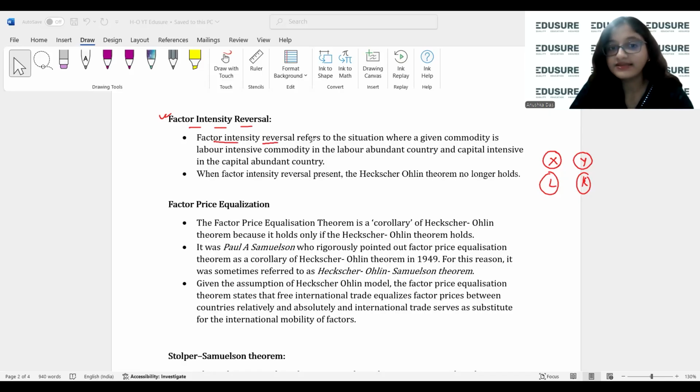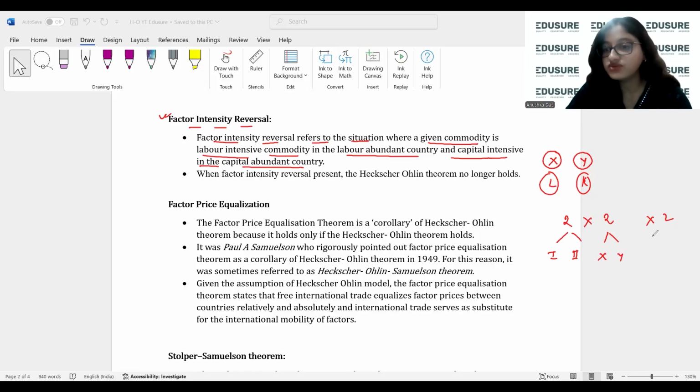Factor intensity reversal refers to the situation where a given commodity is a labor intensive commodity in the labor abundant country, but it becomes capital intensive when it goes into the capital abundant country. Heckscher-Ohlin is a 2 cross 2 cross 2 model, as I've told you. So you have two nations, you have two goods, X and Y, and you have two factors of production.